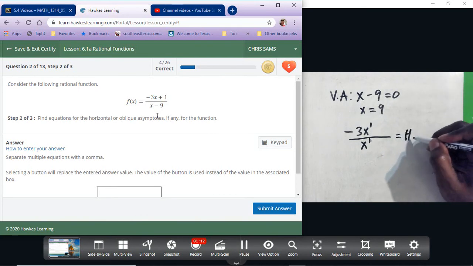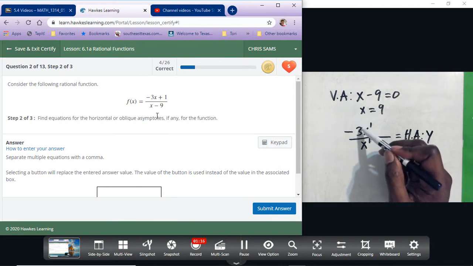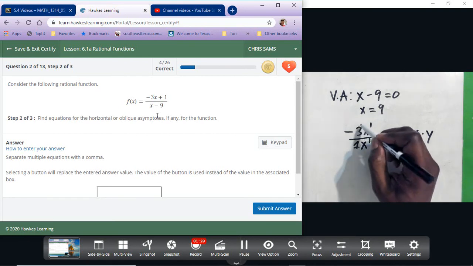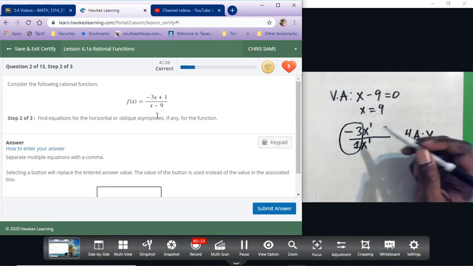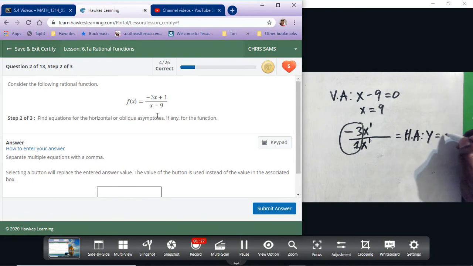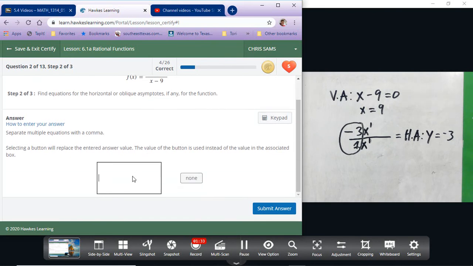the horizontal asymptote is y equals the ratio. So negative 3 divided by 1. That's the coefficients. You look at these numbers out front. So when these are the same, you just do this division. So we get y equals negative 3. So our horizontal asymptote is y equals negative 3.